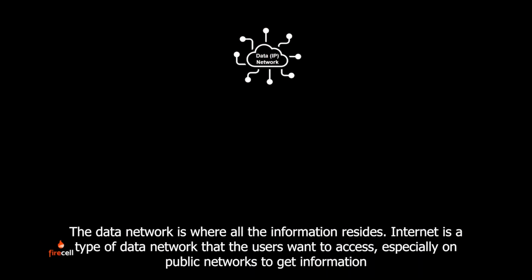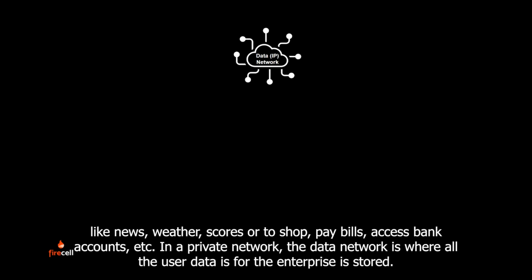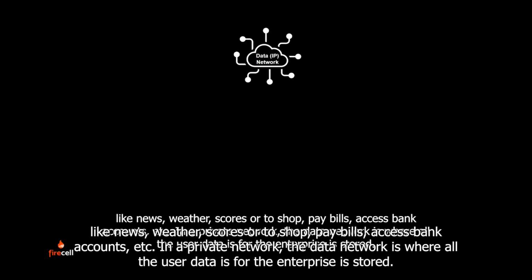The data network is where all the information resides. Internet is a type of data network that the users want to access, especially on public networks, to get information like news, weather, scores, or to shop, pay bills, access bank accounts, etc. In a private network, the data network is where all the user data for the enterprise is stored.